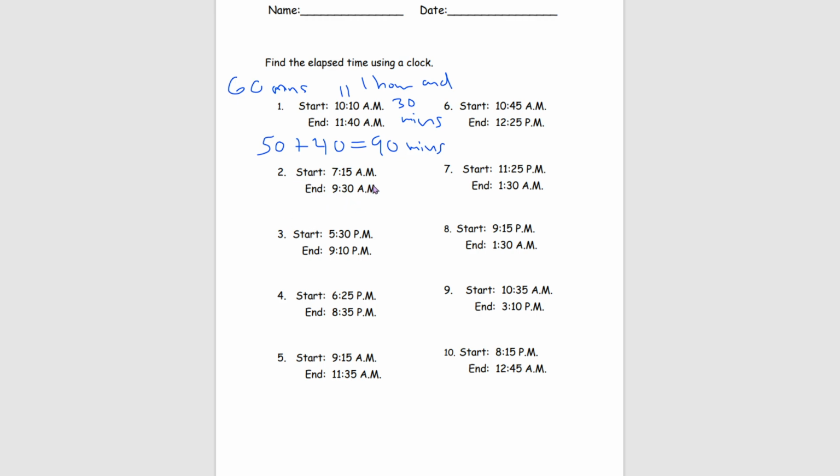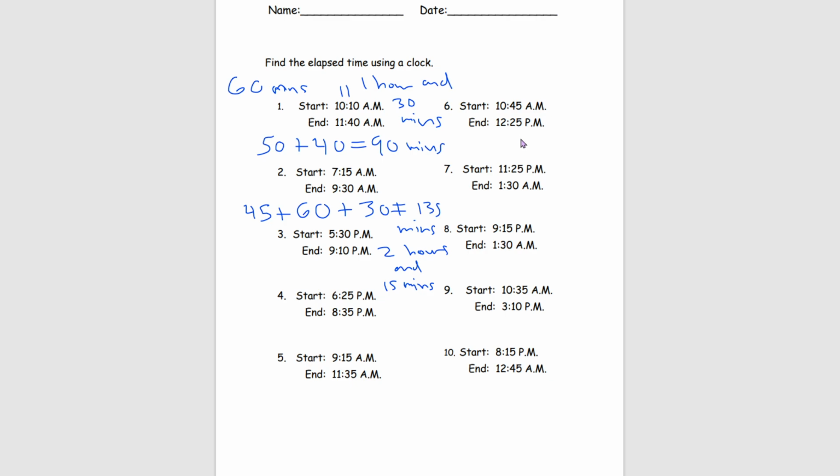Same thing for number 2. Since it states AM, we know it doesn't pass 12, so we can just calculate the same way we did number 1. So from 7:15 to 8, that is 45 minutes, so we'll put 45 to the side. From 8 to 9, that is 60 minutes, so we'll put a 60 right here. And from 9 to 9:30, that's 30 more minutes. So we can add these all up, and we get 45 plus 60, 105, plus 30 is 135 minutes. And simplified, that is 2 hours and 15 minutes.